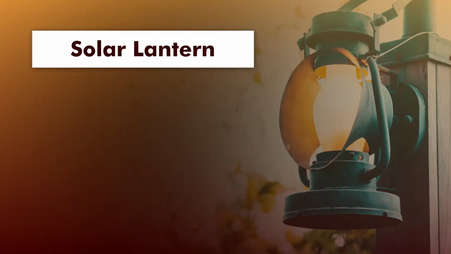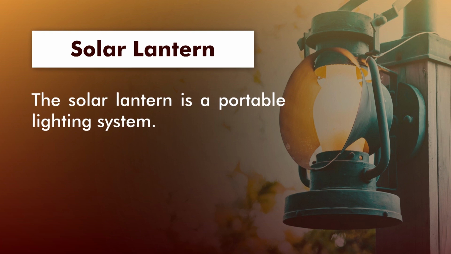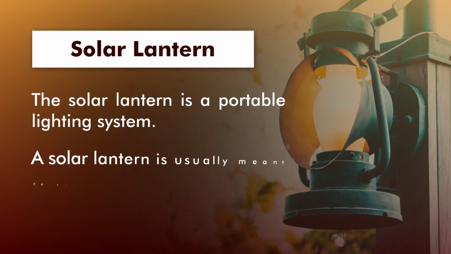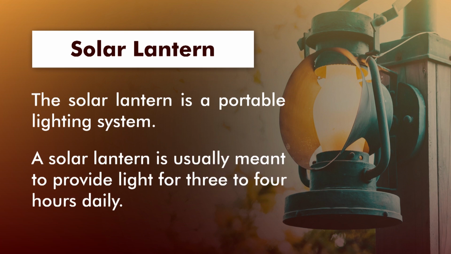Now we will discuss the different solar photovoltaic technologies, and under this category, first of all, we are going to discuss the solar lantern. The solar lantern is a portable lighting system. It is easy to carry around and therefore ideal for both indoor and outdoor uses. A solar lantern is usually meant to provide light for 3 to 4 hours daily.